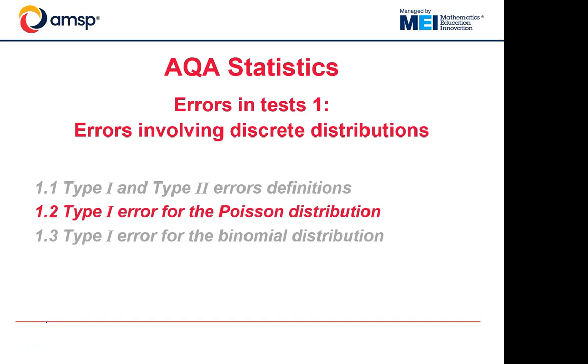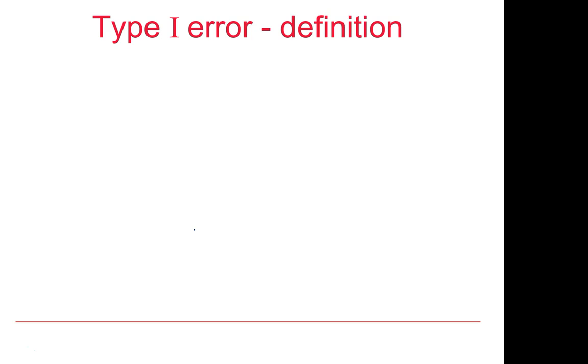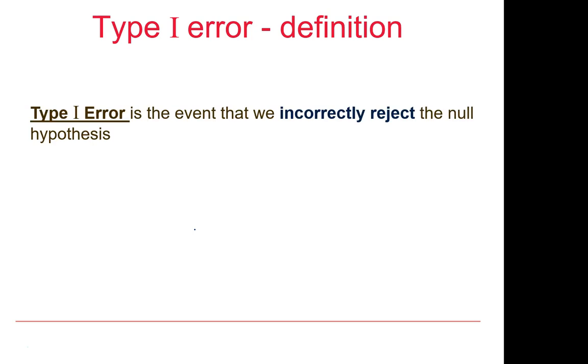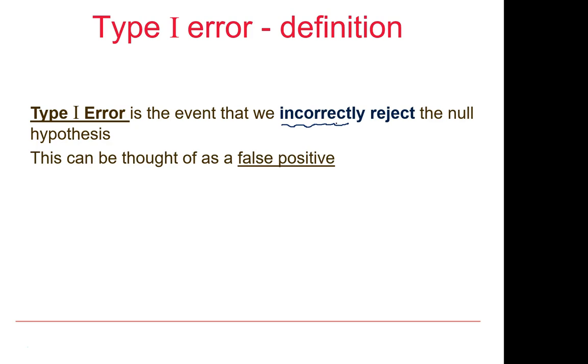Hello and welcome to this AQA Further Math Statistics video, the second in the series looking at errors in tests. In this video we're going to look at type 1 errors for the Poisson distribution. Let's remind ourselves of the definition of a type 1 error. A type 1 error involves a rejection of the null hypothesis, and that rejection is incorrect. It can be thought of as a false positive: we decide there is an effect, there is a change, but in fact that decision is incorrect.